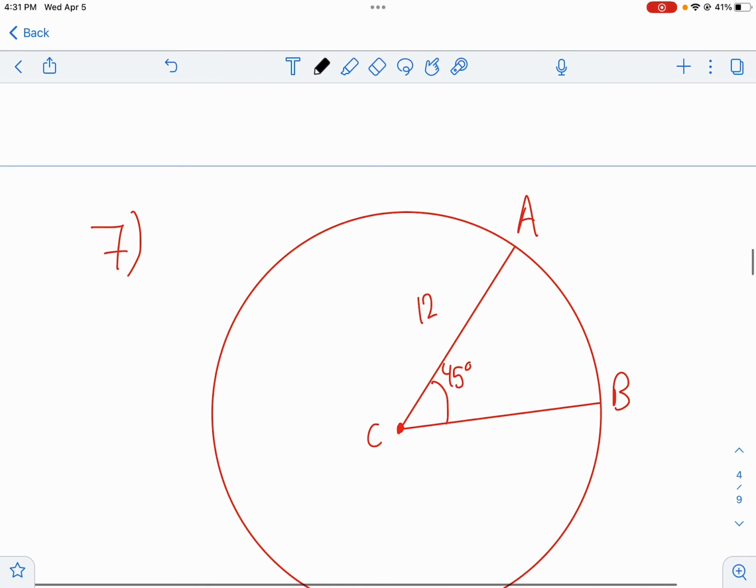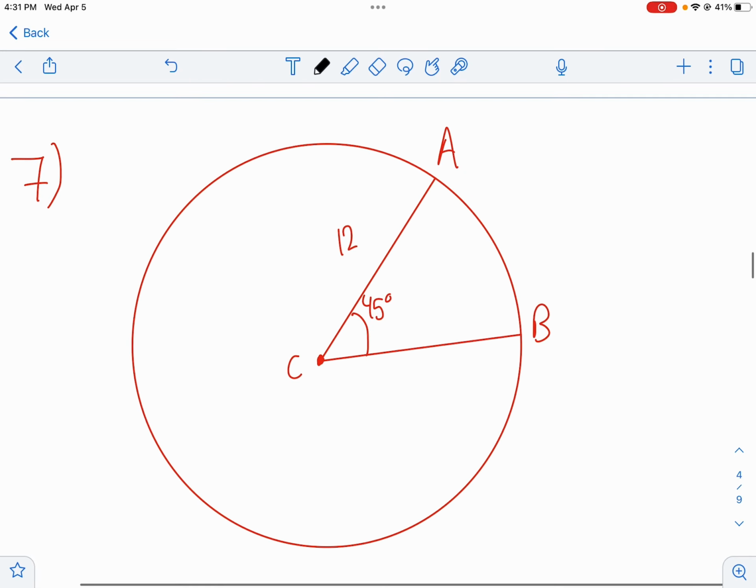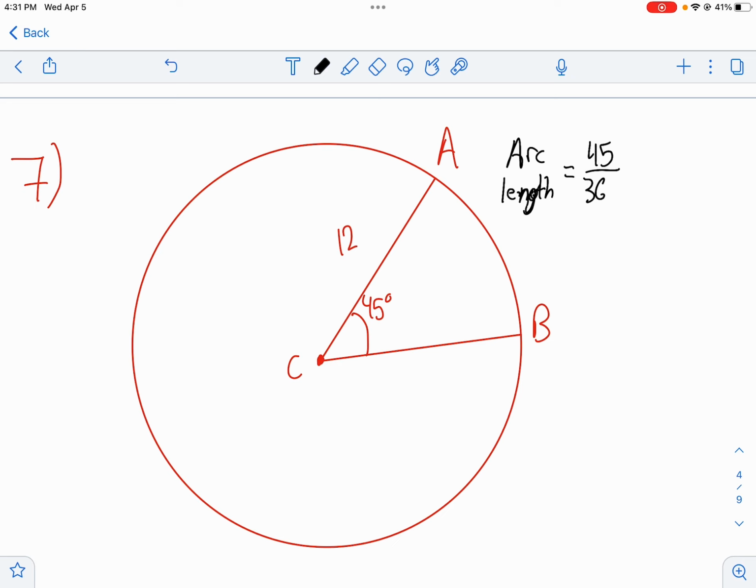Number 7, I think we need to find the arc length. We do. So, arc length. Instead of using pi r squared, we're going to be using 2 pi r. So the fraction of the total degree, the measure of the arc, times 2 pi r. So 2 times pi times 12, so 24 pi. 24 times 45, I'm just multiplying across the top, dividing by 360, is 3 pi. How nice. That's in units, not units squared, because it's a length.